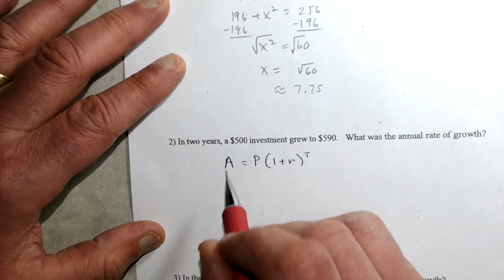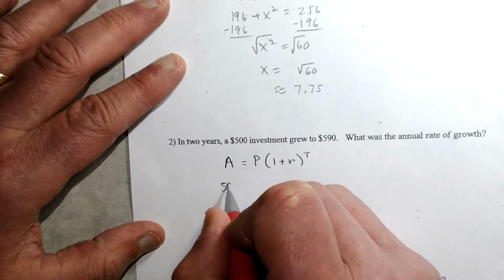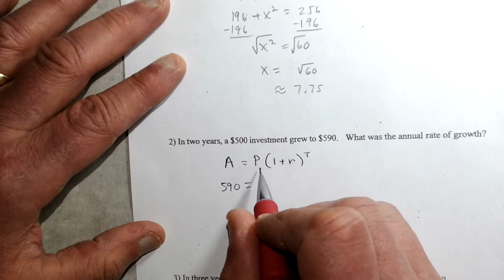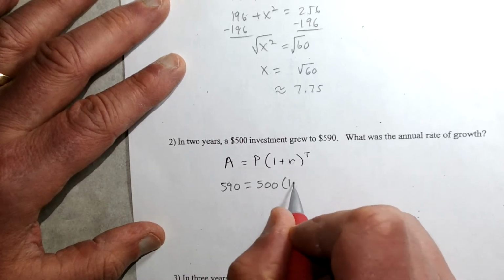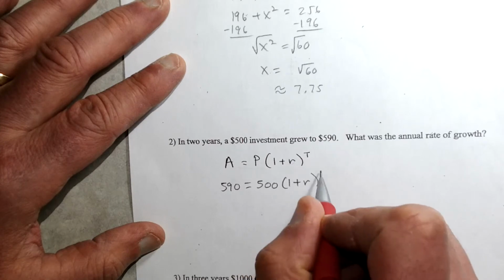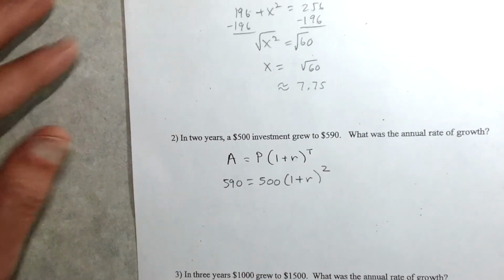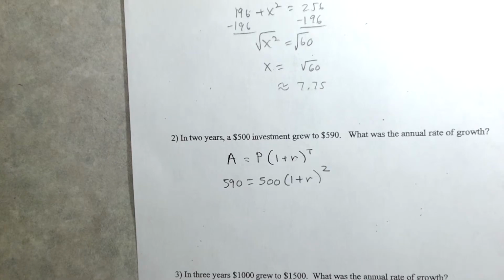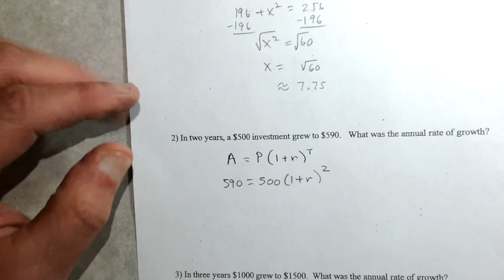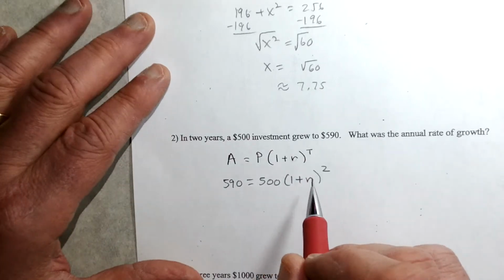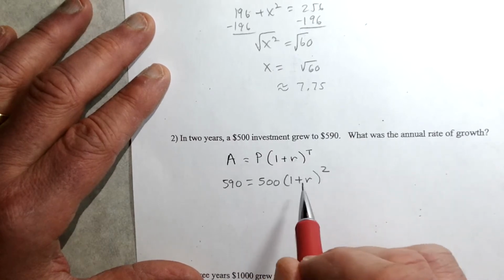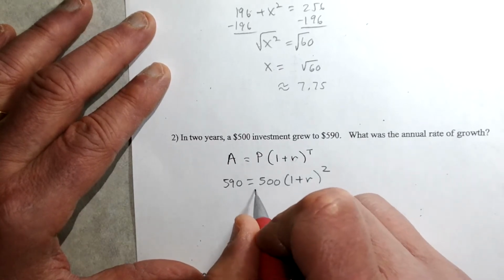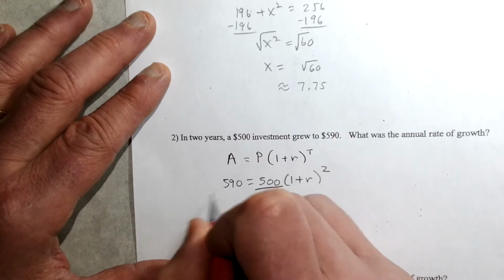So A is the amount of money at the end of the problem. P is the initial principal that we put into the investment. We don't know the rate of interest, but we do know this is 2 years. So we're going to solve this much like we did those problems above, because this does turn out to be a square problem, right? So if I first isolate the square, I'm going to divide both sides by 500.